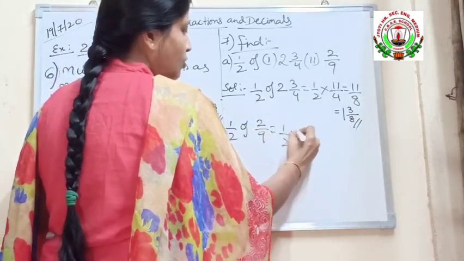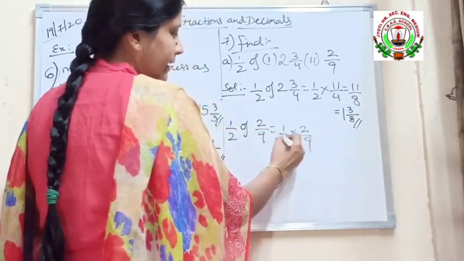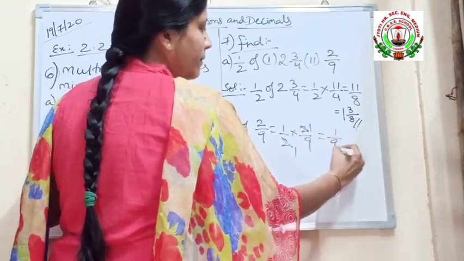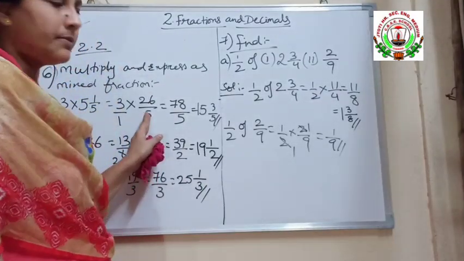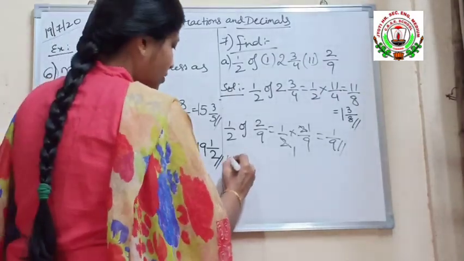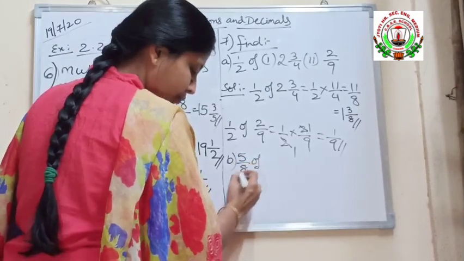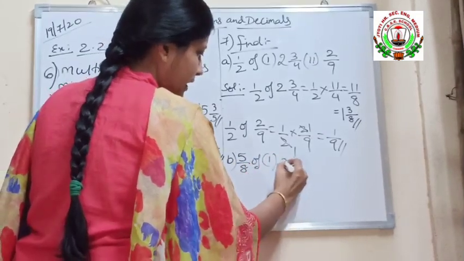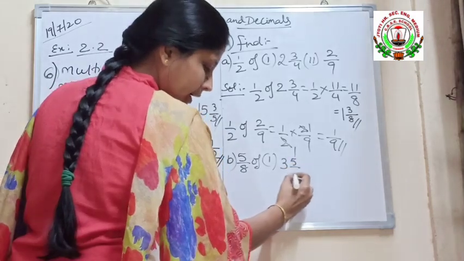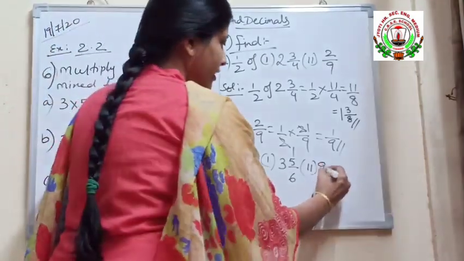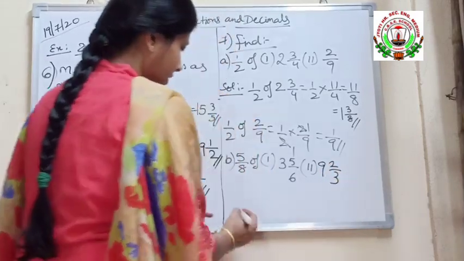So 1 by 2 into 2 by 9, I can cancel this, 2 ones are 2, 2 ones are 2. So it will be 1 by 9. This is your answer. The B part of this: 5 by 8 of, the first one is given as 3 5 by 6. The second part is 9 2 by 3 is given.